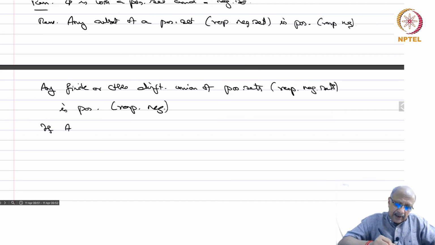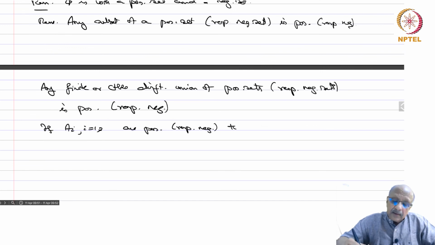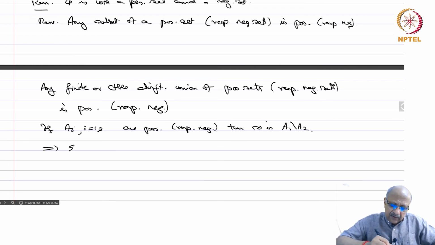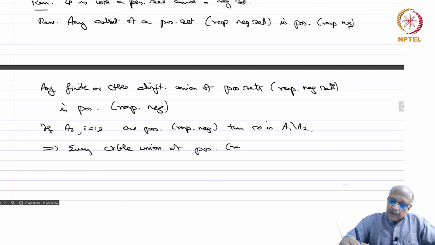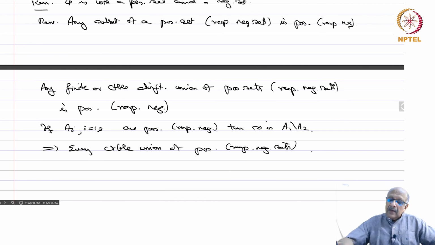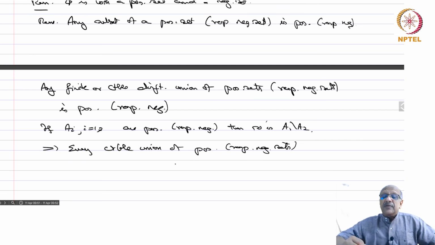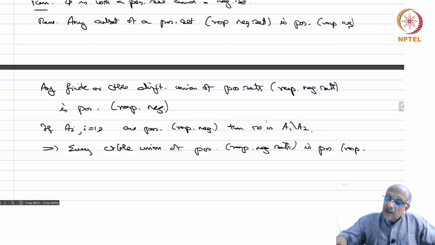Now if Ai, i equals 1, 2, are positive, respectively negative, then so is A1 minus A2, because it's a subset. So this implies that every countable union of positive, respectively negative sets, can be written as a countable disjoint union using differences, and therefore every countable union of positive sets is positive, respectively negative.